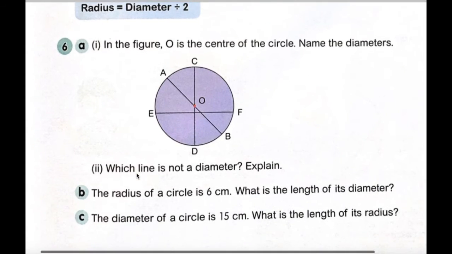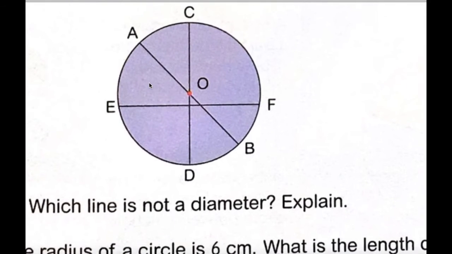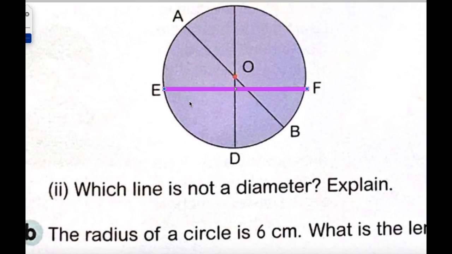And now here, in this figure, O is the center of the circle. And name the diameters. You have AB. You have CD. How about EF? Is that a diameter? EF. Is that a diameter? I'll put it here. No, it's not. Why? Because it's not passing through O, the center of the circle. So it's not a diameter.